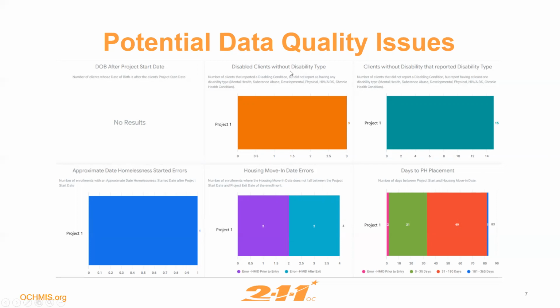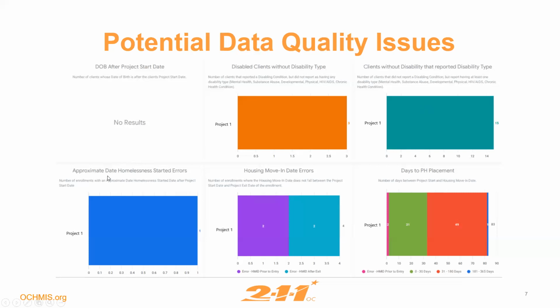The next is looking at disabled clients. So they said, yes, I have a disabling condition, but they did not select the type of disability. The third is the opposite. So they did not say they had a disabling condition, but they did report a disability type.